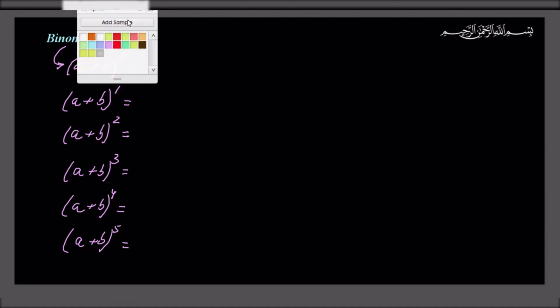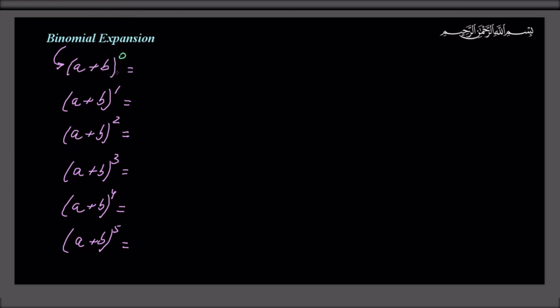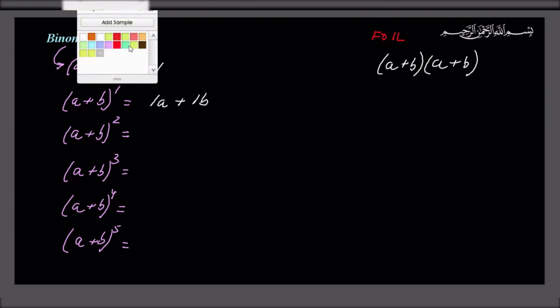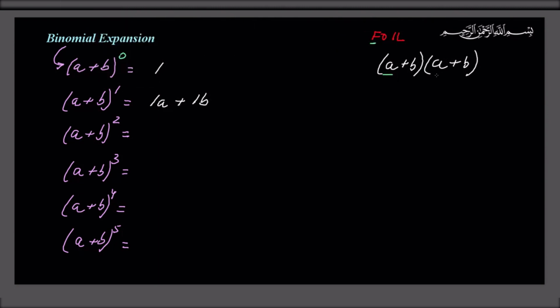So here's a plus b. Of course, a plus b to the 0, anything to the 0 power is 1. And a plus b to the 1st power is just a plus b, so I'm just going to write that as 1a plus 1b. And we've already done this before. You can FOIL this, if you have a plus b times a plus b. And if you really have to understand, FOIL means, each letter in this acronym represents a product. So the first means the product of the first terms.